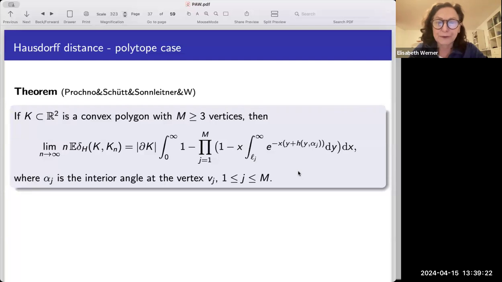And then it's involving one integration with respect to x, and then another inner integration with respect to variable y. And so it's a bit of a complicated expression. We also see that it involves a product, j goes from 1 to m, where the number of vertices is actually m, and it involves an angle alpha j, and alpha j is the interior angle at the vertex vj.